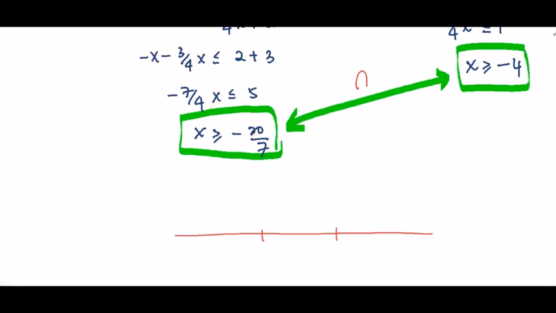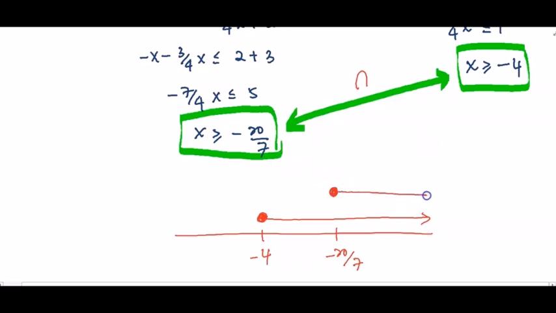Since negative 4 is a smaller number, I'm going to plot this as negative 4, and this is negative 20 over 7. For x greater than or equal to 4, the arrow is showing to the right side. And for x greater than or equal to negative 20 over 7, again we're using the dense circle.